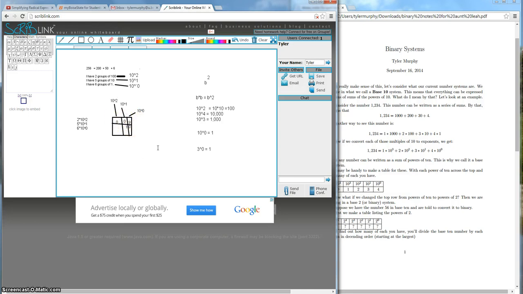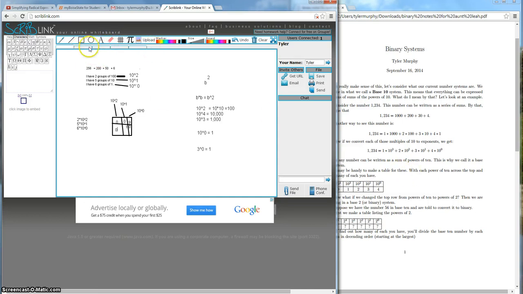10 squared is 100, and I have 0 tens. But when I add 1 to that, then I have 0 ones, but I have 1 ten. So it moves to the next column, and this goes back to 0. And the same thing will happen in the binary system.